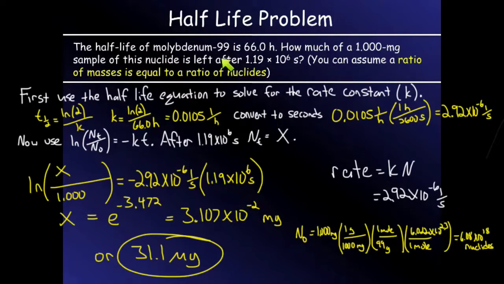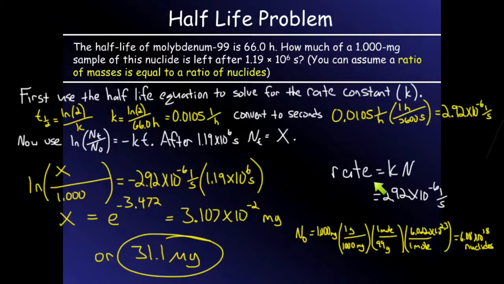Now I do not have the molar mass of molybdenum. I could use the average molar mass, but it does tell me that the radioactive nuclide that I have is molybdenum 99. So to get an approximate value, I'm simply going to use a mass of 99 grams per 1 mole. And then I'll convert the moles to number of radioactive nuclides. This then will give me the number of radioactive nuclides that I have as the reaction starts.